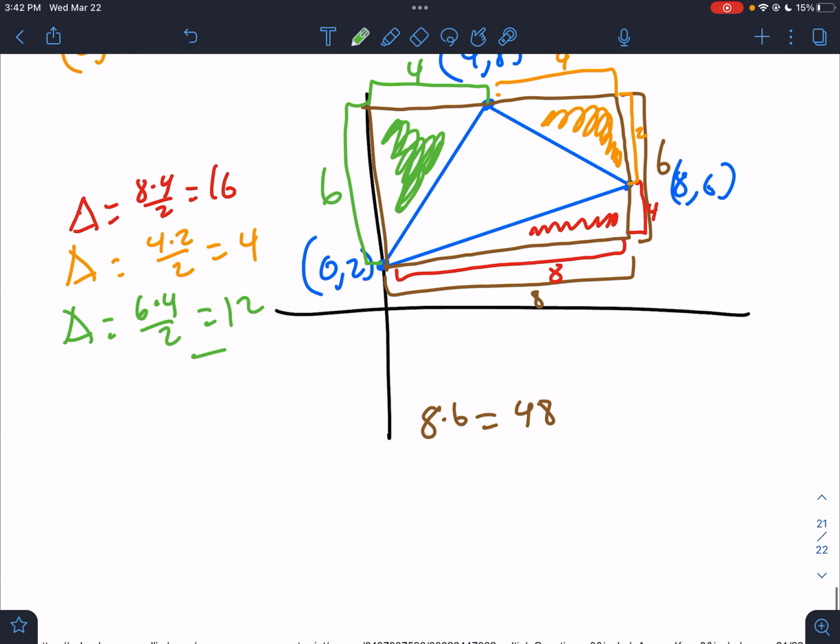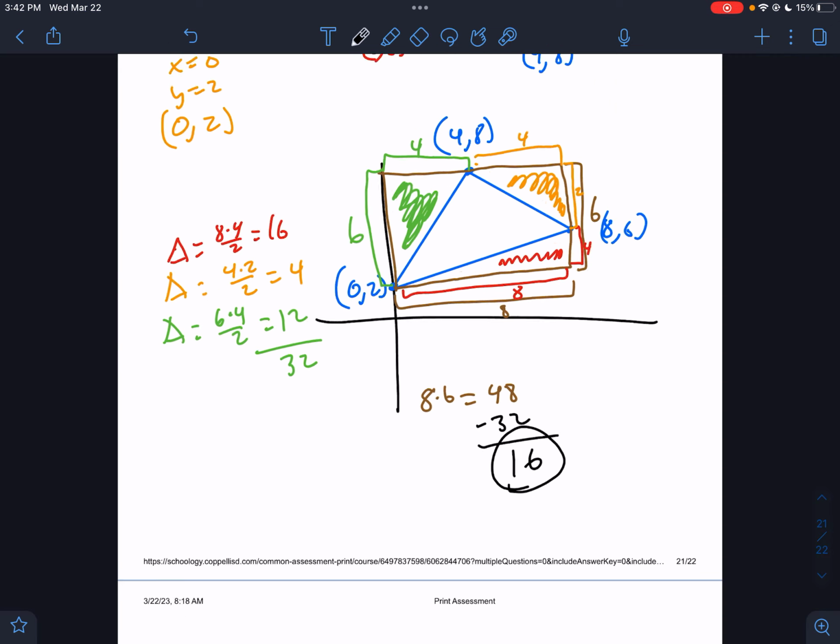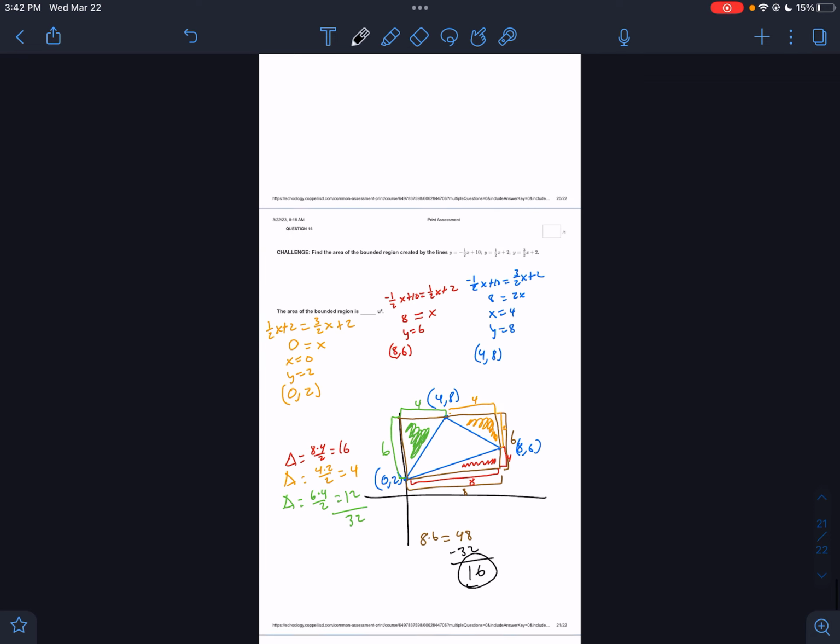So we add all those together, and that is 32. So we subtract the 32, and I get 16. Let me check my answer. Looking good. Okay.